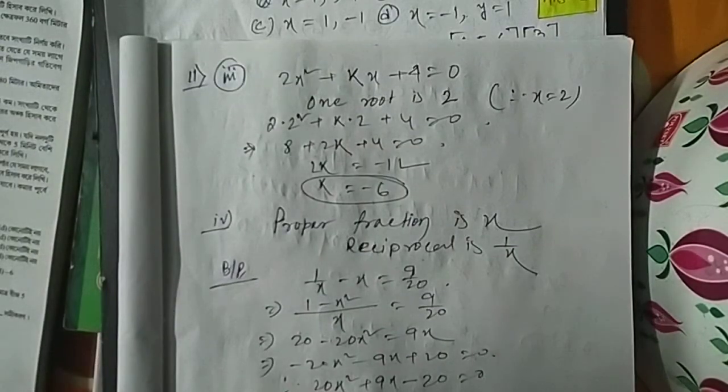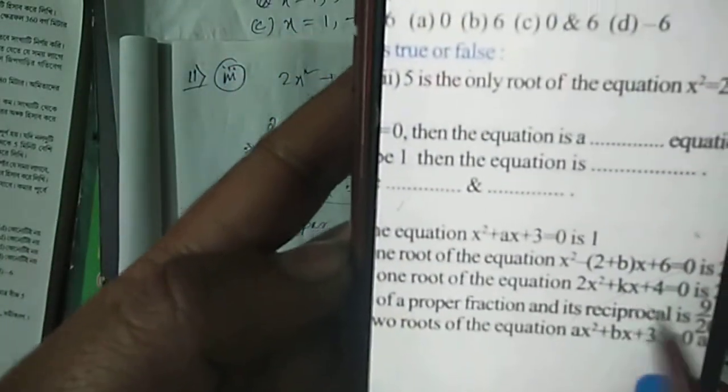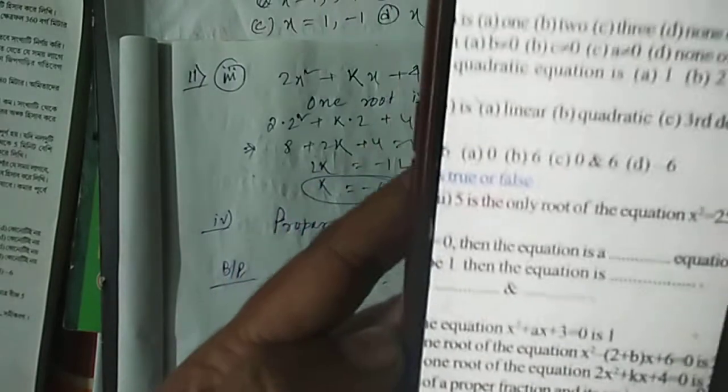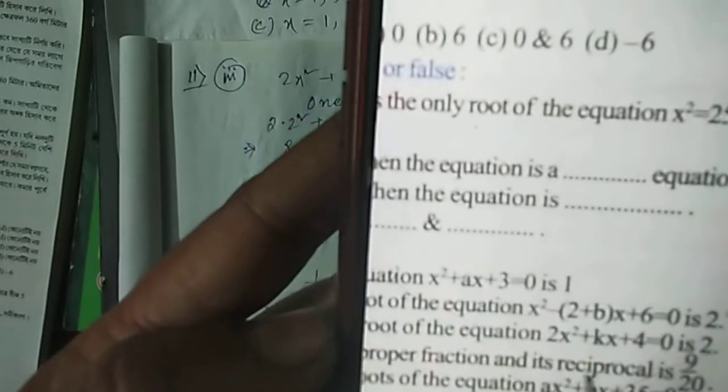At first 3 of 11. Let us write the value of other root if one root of the equation 2x square plus kx plus 4 equal to 0 is 2. Find the other root. Okay students, so here equation is 2x square plus kx plus 4 equal to 0. Here one root is given, that is 2. Find the other. This is quadratic equation. If one root is 2, therefore find other root.